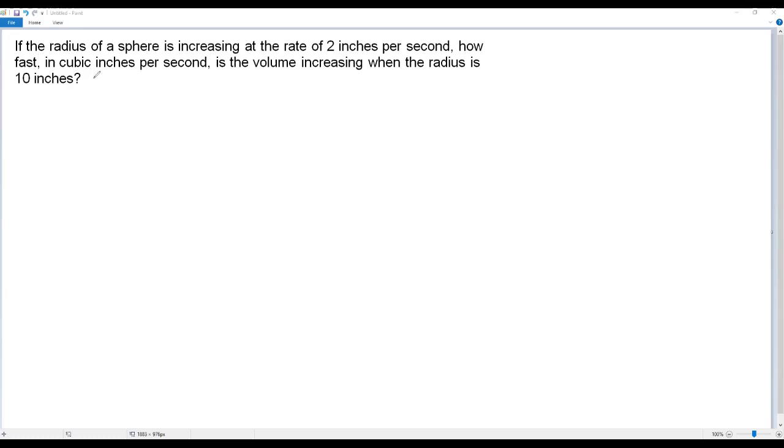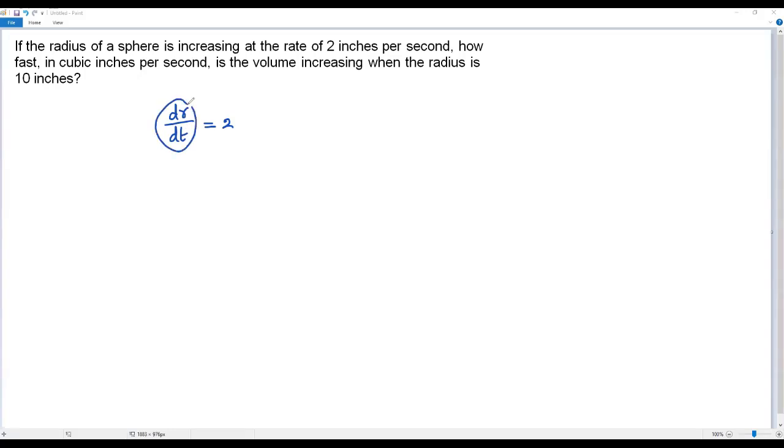Here there is information that the radius of a sphere is increasing at the rate of 2 inches per second. So the radius of a sphere is changing with respect to time. Since the radius is changing with respect to time, it can be written as a derivative, that is dr over dt equals 2.